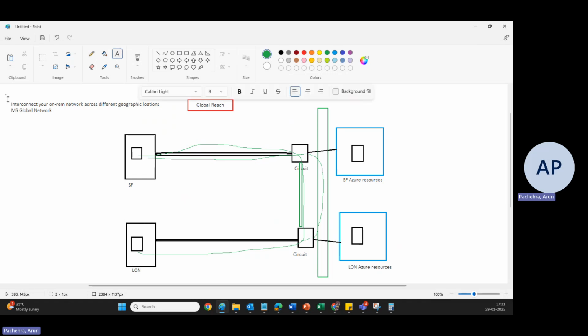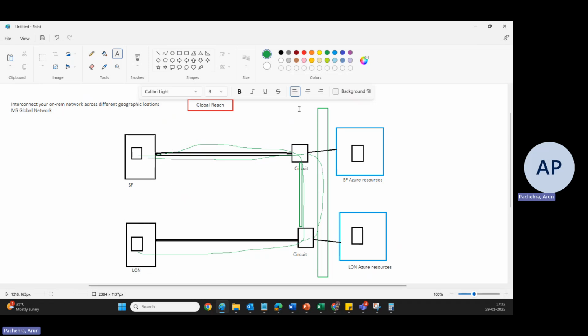Now let's go back to this: interconnect your on-prem network across different geographies. This is geography 1, this is geography 2. They are getting interconnected via the MS Global Network. That's what is happening.